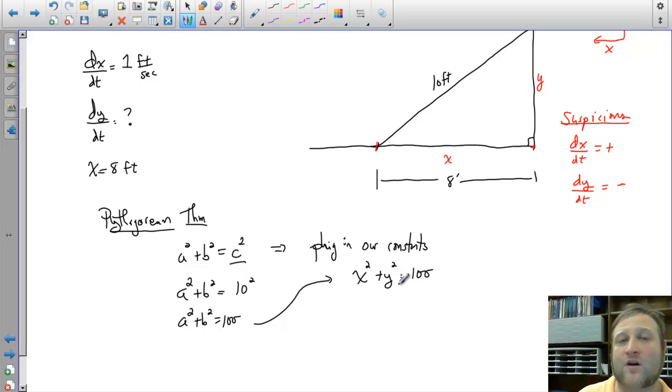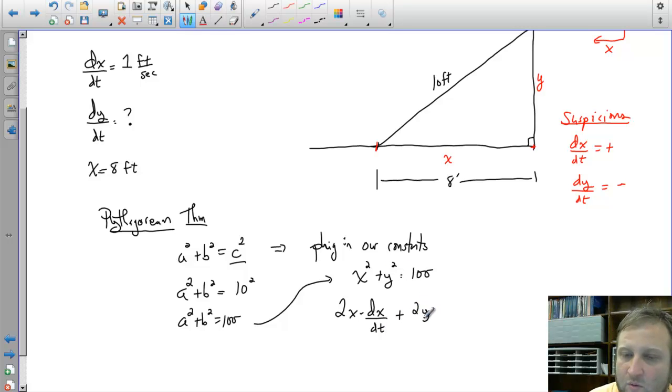Now we're going to have to take the derivative with respect to time, implicitly, working our way left to right. So we're going to have 2x times the derivative of the inside, which will be dx over dt, plus 2y dy dt, and that's going to equal the derivative of 100, and the derivative of any constant we know is always 0.